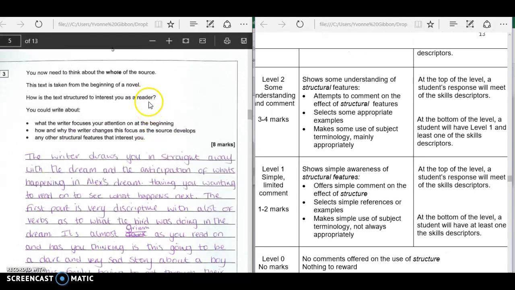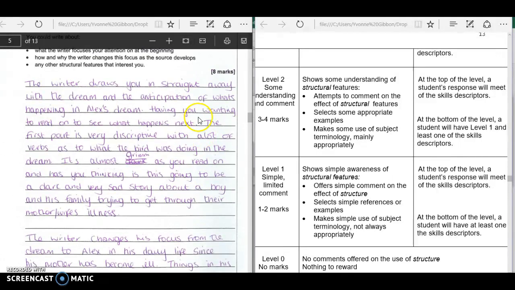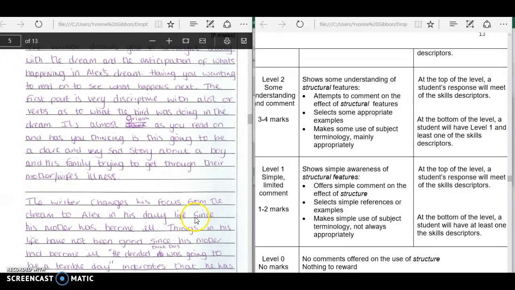Moving on to question 3, where you've been asked to consider how the text is structured to interest you as a reader. You started off saying that the writer draws you in straight away with the dream and the anticipation of what's happening in Alex's dream, where you want to read on to see what happens next, and it's very descriptive with lots of verbs as to what the bird was doing. And you say you think that it's going to be a very dark and sad story.